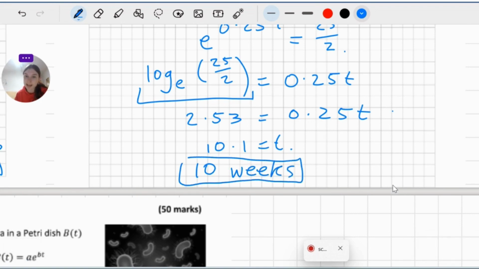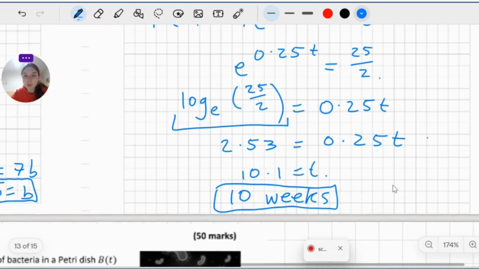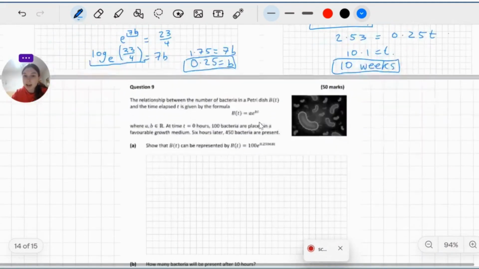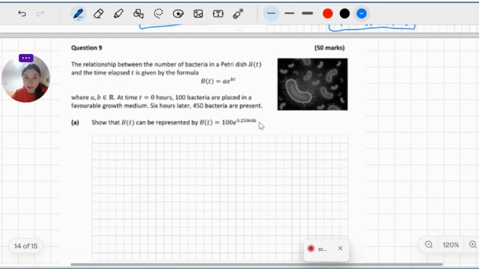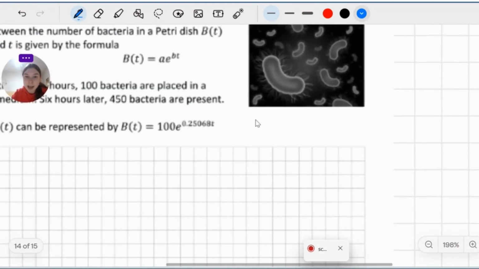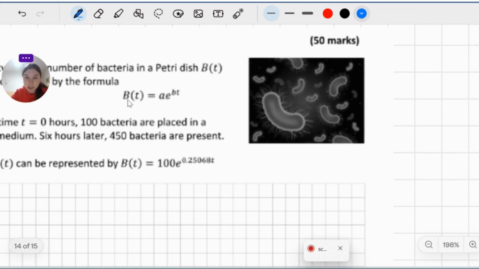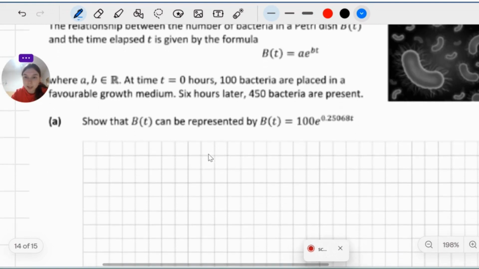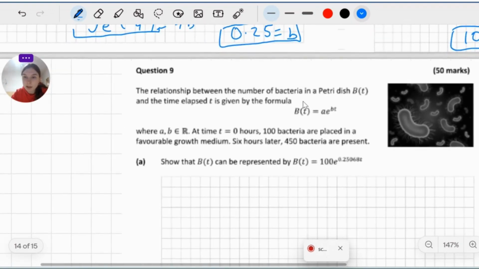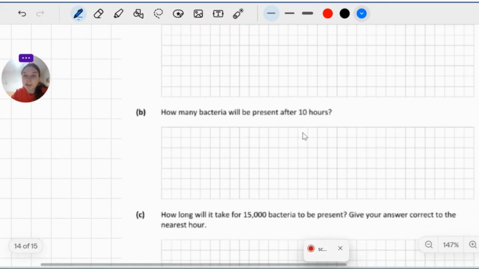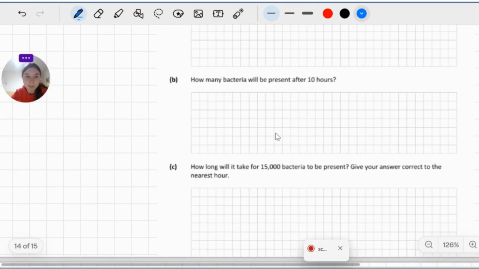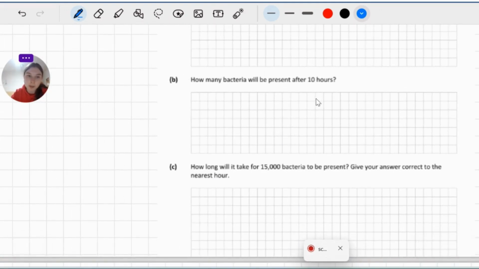And there you have it. That is that whole long question answered. Just to demonstrate that this type of question comes up quite often, here we've got another exam paper question from another year. And again, you can see the exact same formula, P of t equals A e to the B t. So it's a very similar question. Even if we look down, how many bacteria will be present after 10 hours? How long will it take for 15? That's almost the exact same question, just a different scenario and different numbers that we're working with.